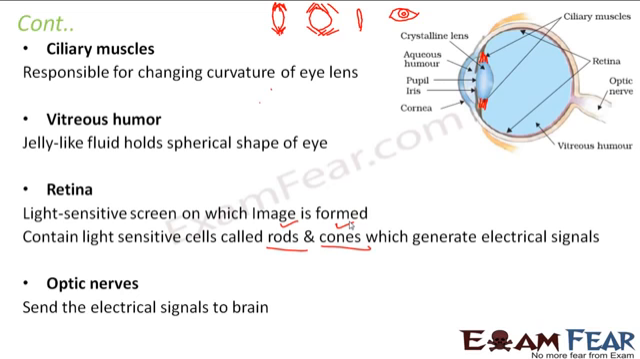In order to make sure that the image is always formed on the retina, there are ciliary muscles whose contraction and expansion will change the focal length of the lens. So the lens will change its focal length depending upon the distance of the object. Then comes the vitreous humor, which is a fluid-like structure that controls the spherical shape of the eye. Thereafter comes the retina, where the image is formed, and the retina also contains light-sensitive cells called rods and cones, which generate electrical signals, which in turn are carried by the optic nerves to the brain, and the brain thus helps us to interpret whatever we see. So this is how our eye functions.